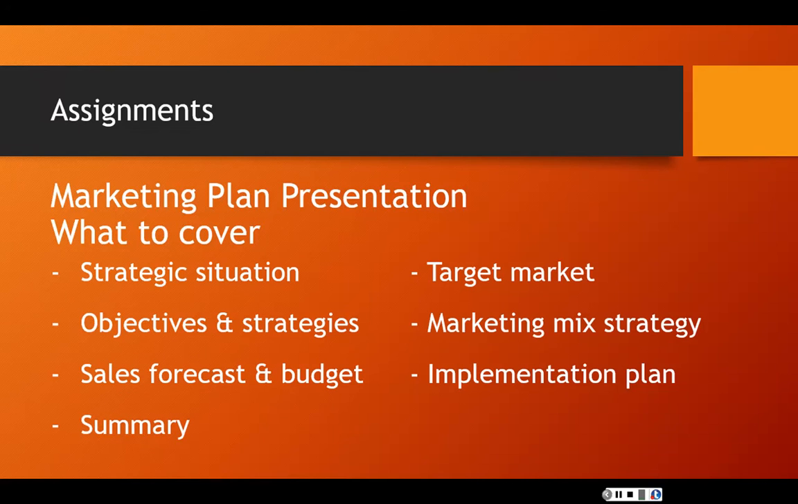So what to include? Here are some of the major things that you should include in that presentation. The strategic situation: what's the situation with the company right now and what does it want to accomplish? The target market: who are you going after? Your objectives and strategies, and then your marketing mix, so your product, price, place, promotion, that sort of thing. Maybe a little bit about your sales forecast and your budget. You do not have to go through line by line. You don't have time. A little bit about how you're going to implement and some kind of a summary. You always want to start with an introduction and end with a summary.